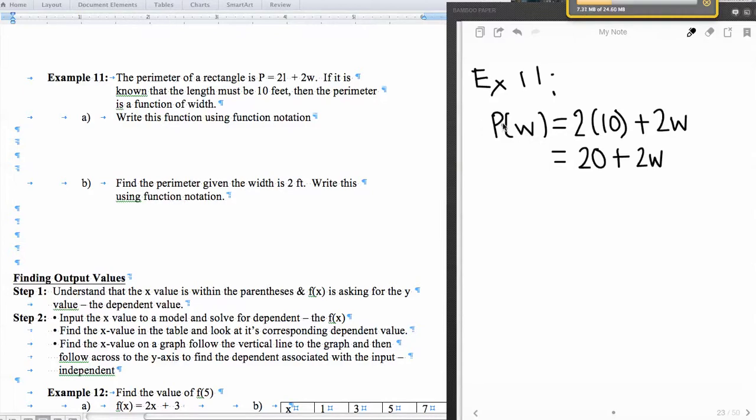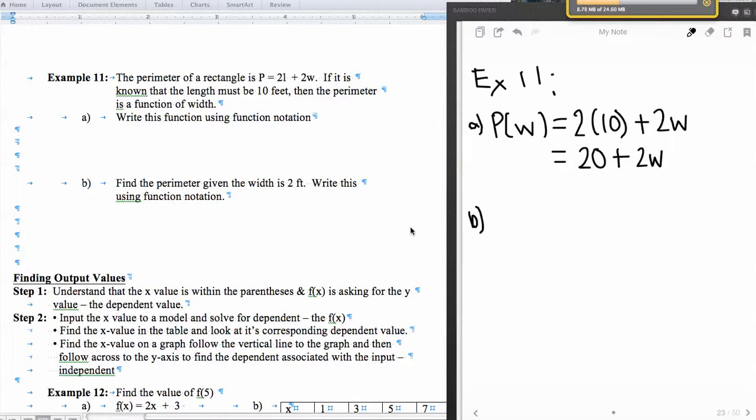And you see how the P relates to the perimeter and the W relates to the unknown variable. And so I just succeeded in writing this in function notation, which is part A. And you see how those two parts relate to the function notation and the independent and dependent values.